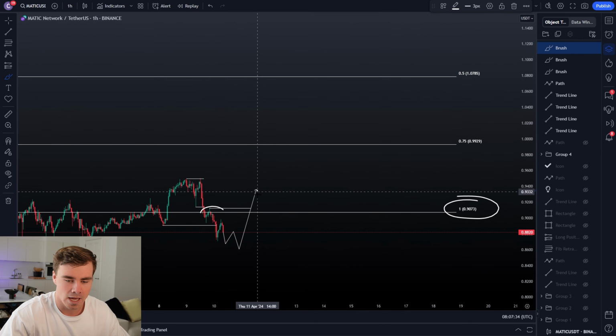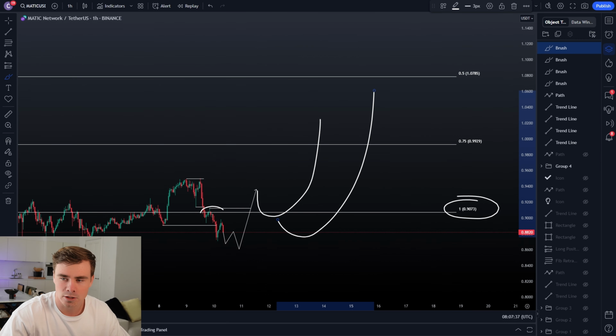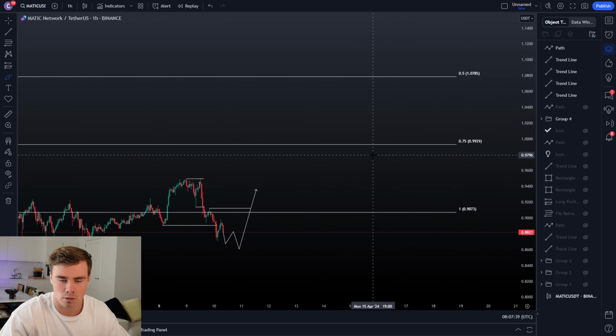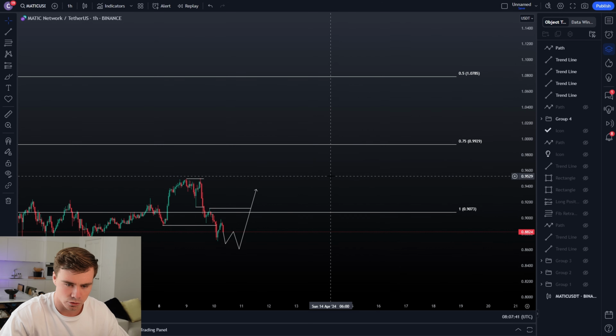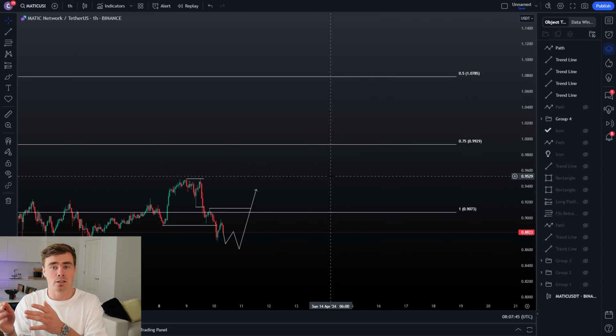Break above this high and then you can play the higher low, right? So until you get a clear reclaim of that range low, in confluence with a break of structure to the upside, there's no long trigger and no long trade on MATIC, and the price can continue to the downside.